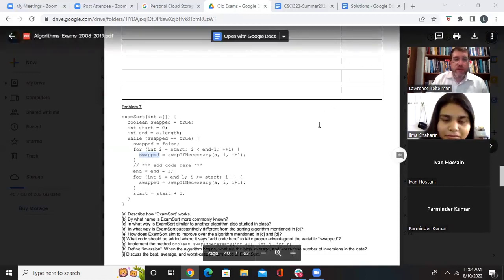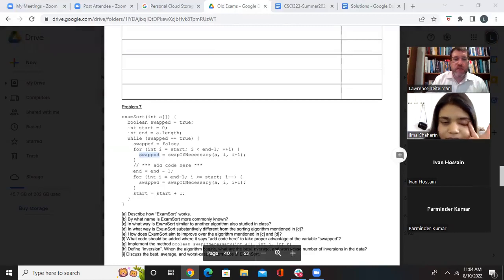So we described how exam sort works. It's also known as cocktail sort. In what ways is it similar to another algorithm studied in class? That was the bubble sort, except it's in both directions. In what ways is it different? Well, again, it goes in both directions, not just in one direction.